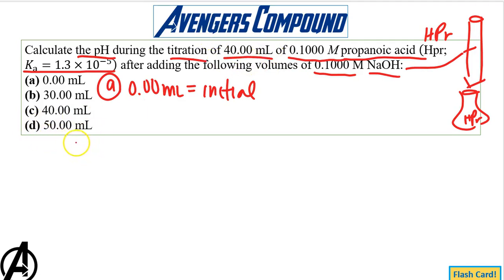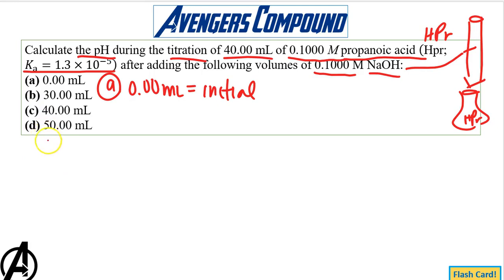So we have letter A, which is going to represent the initial pH for our weak acid strong base titration curve like we saw in the previous portion. And then letter B is going to represent that buffer region. Letter C is going to represent the equivalence point. And letter D is going to represent when we have excess NaOH.